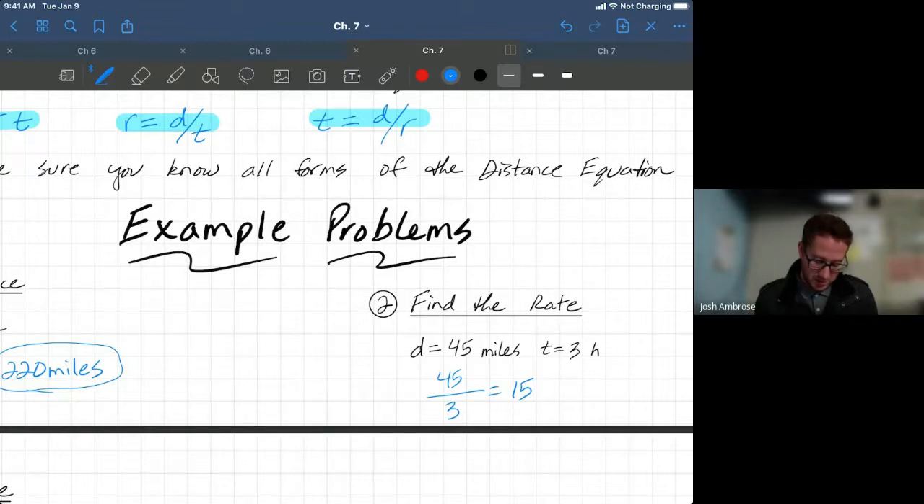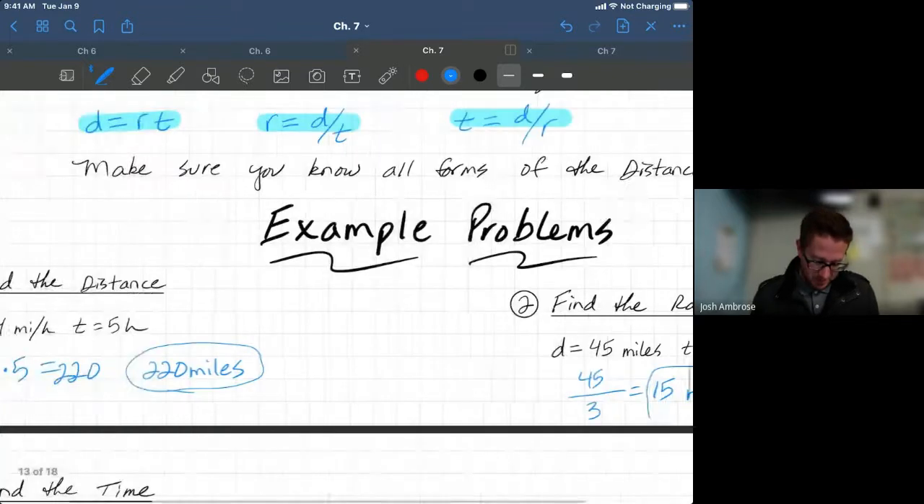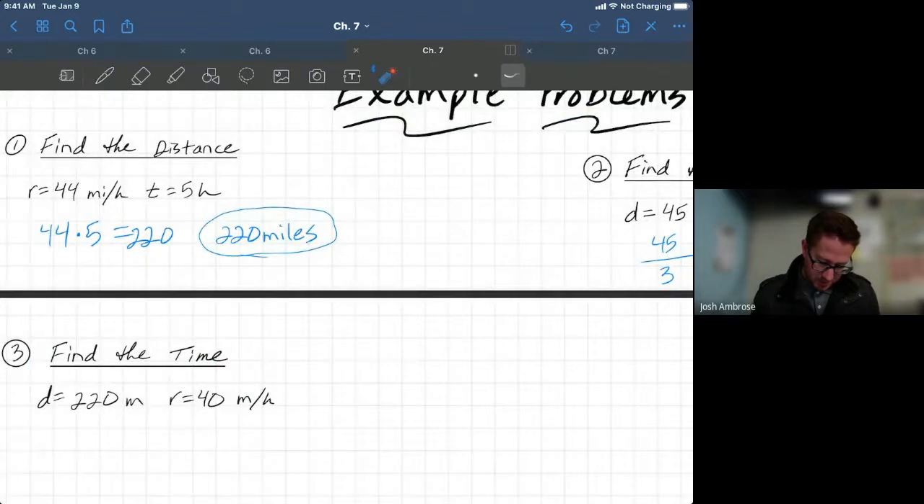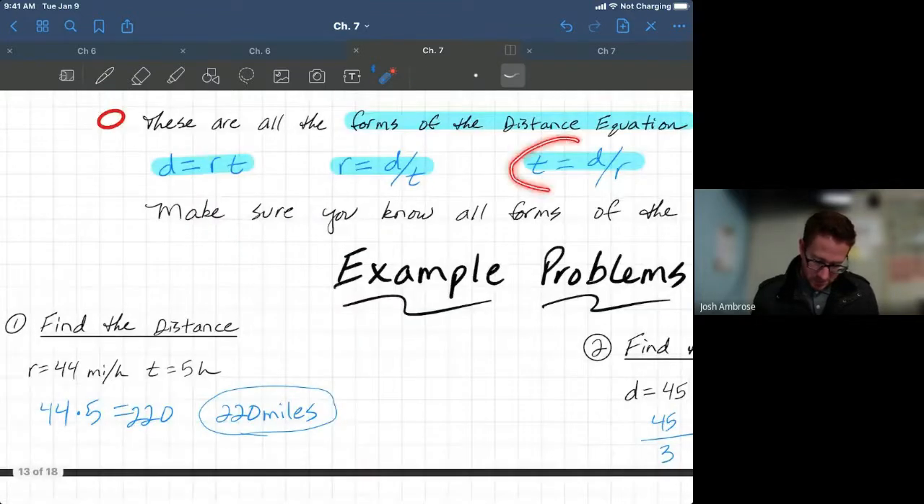So what are we doing in this problem? We're talking about miles. We're talking about hours. So the units for this problem would be miles per hour. Simple enough. All right, easy, easy, easy. All right, one last example problem, then we are done. Okay, find the time. What is the equation for time? It's right here. Time is distance divided by the rate.